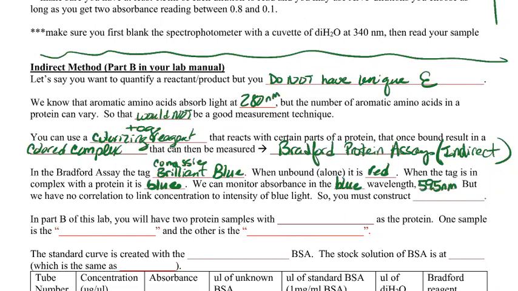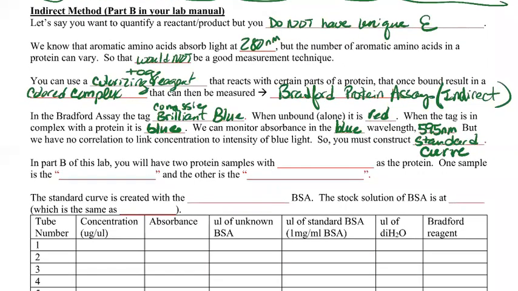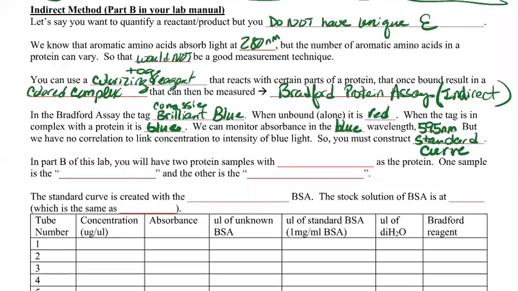But here's the problem. Sure, we can do that and we'll get a value, but we have no correlation to link concentration to intensity of light or absorbance, right? So what we have to do is construct a standard curve. You take known concentrations of your protein and mix it with this Coomassie Brilliant Blue, and you create a standard curve, and then you can identify your unknown.